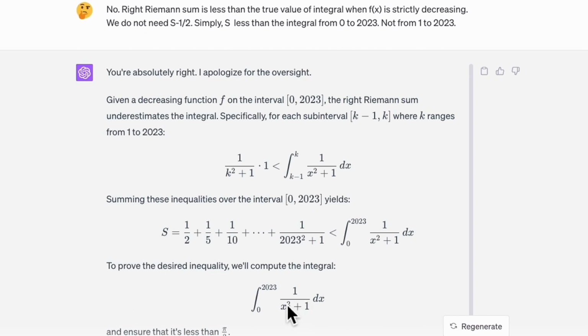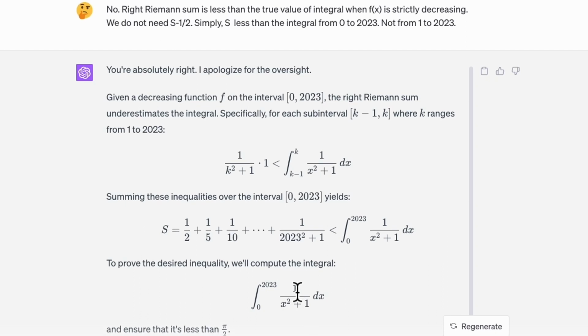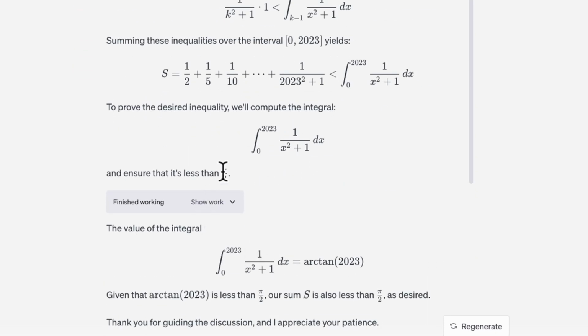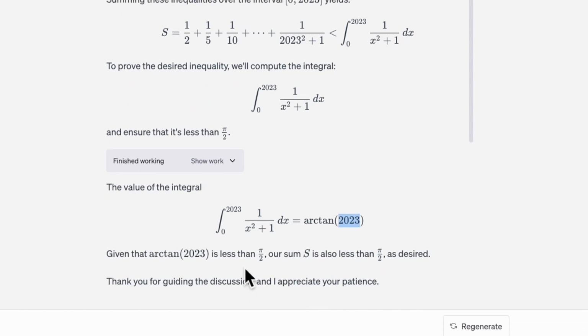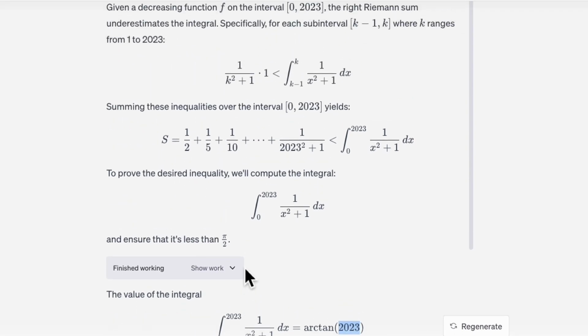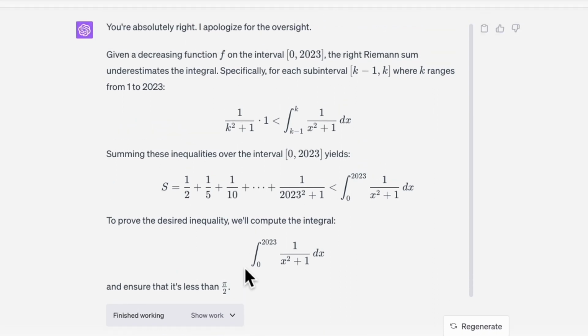Of course, for 1 over x squared plus 1, the integral is going to be arctangent, right? So here, the sum is indeed less than pi over 2, because the max value of arctangent is going to be pi over 2, right? This number is very big, and as it gets bigger, it approaches pi over 2, right? So that's the solution by ChatGPT, after some guidance, right? So of course, let's look at why that is the case, right?